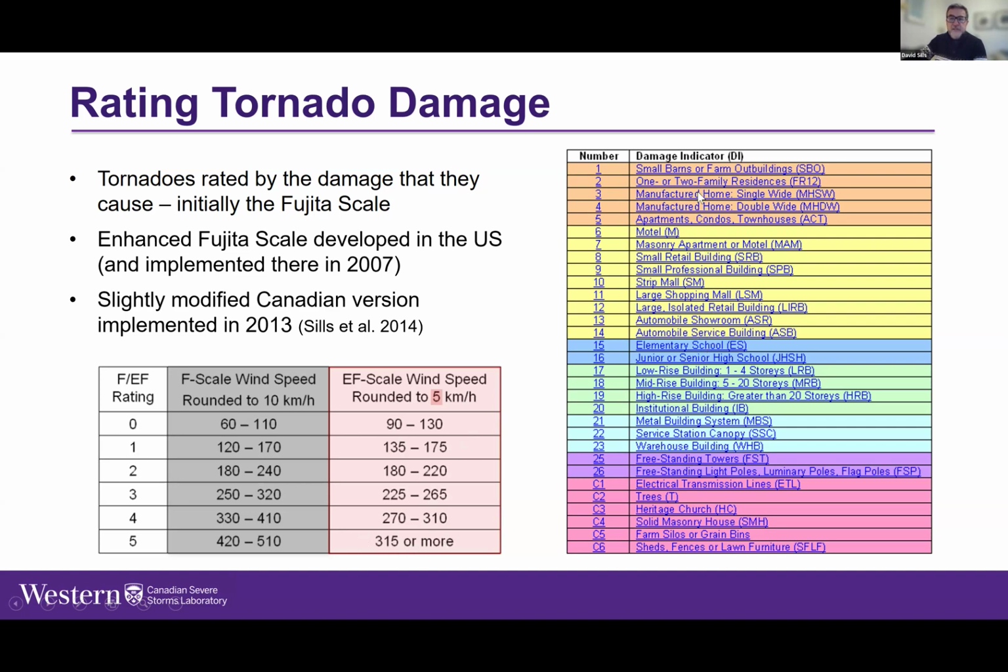And all of these damage indicators along the side with barns and family residences, motels, schools, high-rise buildings, towers, and then these last 6 at the bottom here, where we either revised the DI that the US was using because of new knowledge since they had implemented it, or things that we had introduced like farm silos and grain bins.